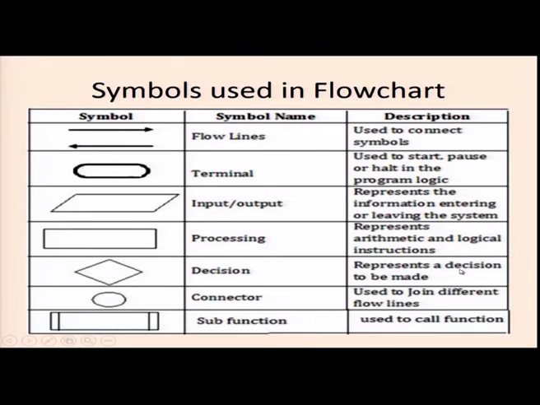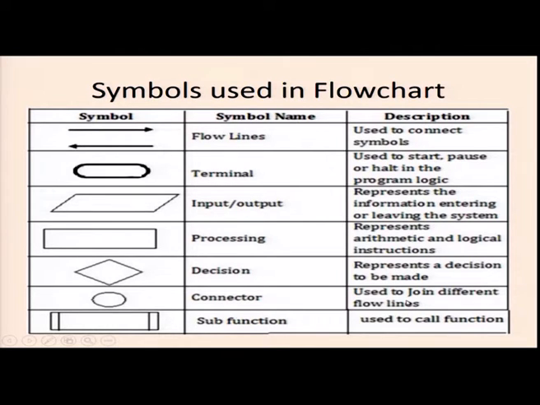So, it represents a decision to be made, whether it is true or false. So, you need to take any sort of decision for which you have a symbol called the diamond symbol. Then we have a round symbol, a circle symbol. A circle symbol denotes a connector. It is used to join different flow lines.